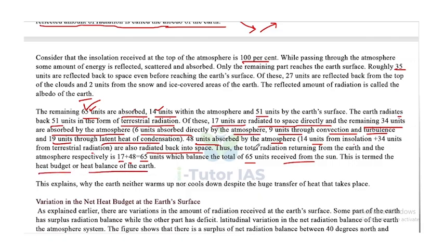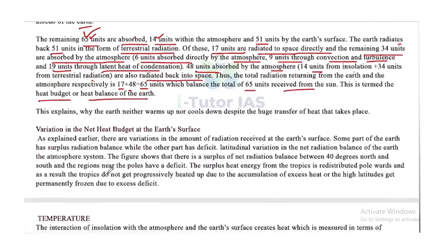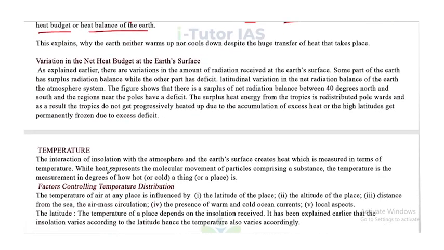Okay, so this amount is called the heat budget or the heat balance of the Earth. Now, variations in the net heat budget at the Earth's surface. As explained earlier, there are variations in the amount of radiation received at the Earth's surface. Some parts of the Earth have a surplus radiation balance, while other parts have a deficit.